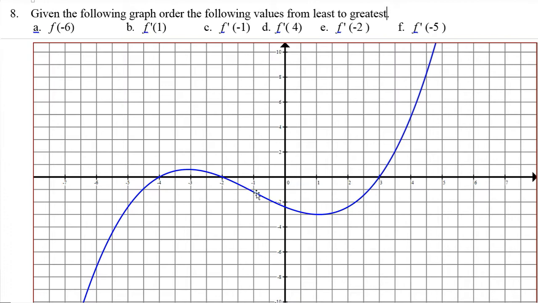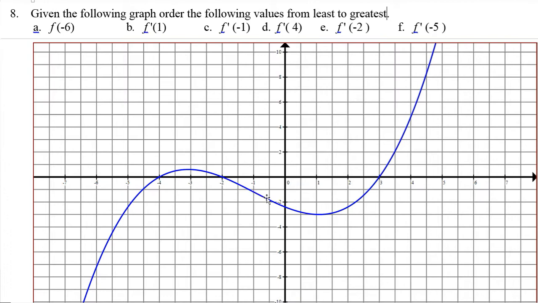Then where was the other negative one? F prime at negative 1. Then the one that was basically 0 or close to it, F prime at 1. And then we have the positive ones. So let's see if we can get those in order. F prime at negative 2, F prime at negative 5, and then, oh, wait a minute, f of negative 6 is a negative number, negative 7. So we'd have to look at this slope here and see if it's more or less than negative 7, to put f of negative 6 in the order here.